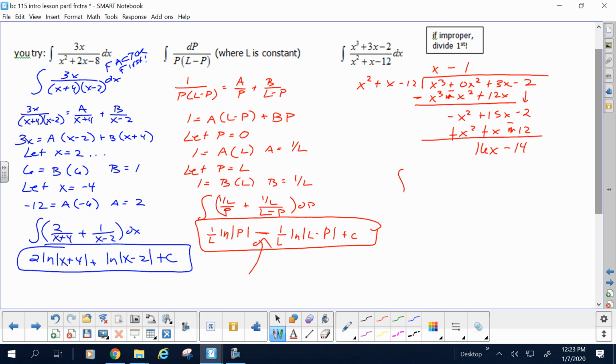Okay, now the problem equivalent is x minus 1 plus 16x minus 14 over x squared plus x minus 12. I'm going to factor that in preparation for partial fraction decomposition. Okay, an equivalent algebraic expression is x minus 1 plus 16x minus 14 over x plus 4 times x minus 3. Are you with me? Okay, now surely the left part is easy to integrate. This is the part now you're going to have to do partial fractions. So now it's partial fraction time on that part.